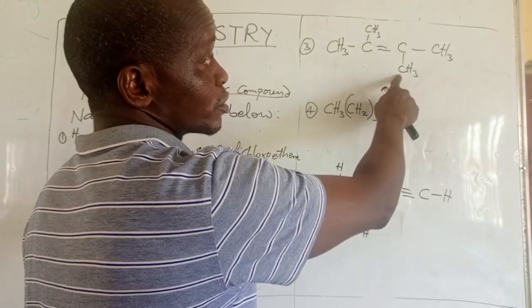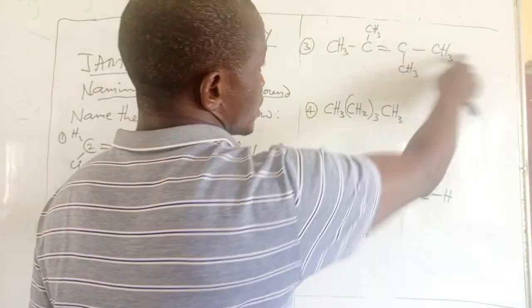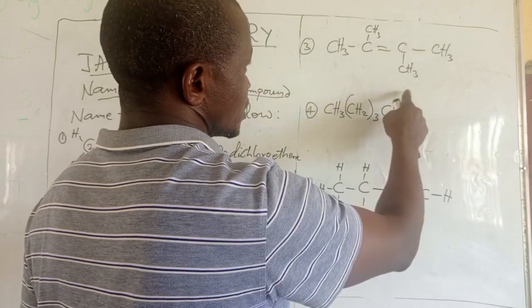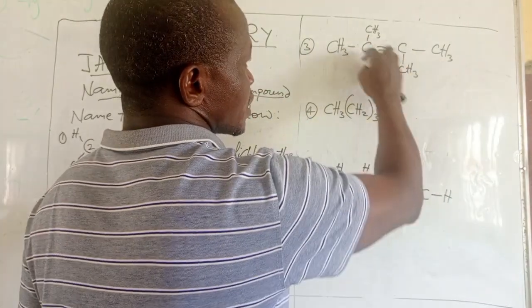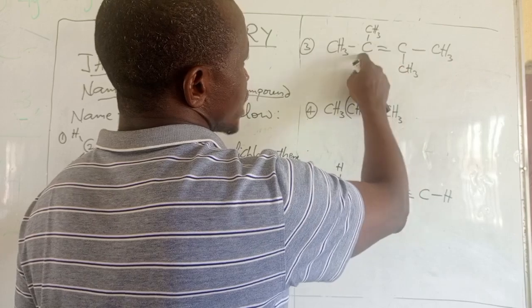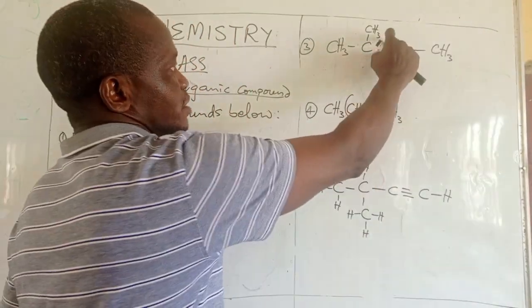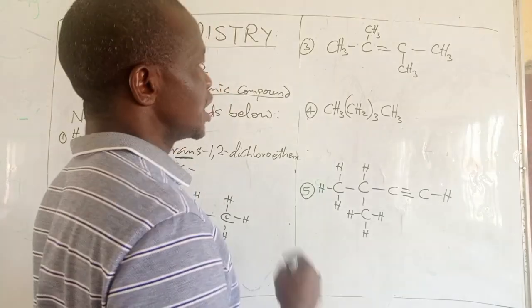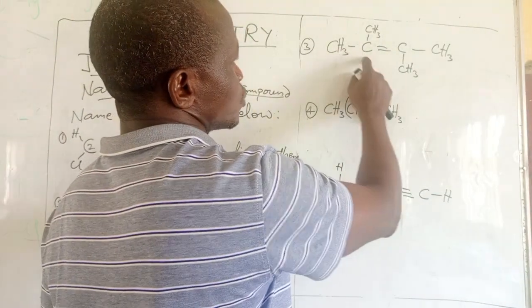I'm counting carbon. So this is the same as this. Now let me take it like this. 1, 2, 3, 4. It's still the same. Let me take it like this. 1, 2, 3, 4. It's still the same. So I can take anywhere as long as this double bond is included. So let me take the straight. If I take the straight, I will have 1, 2, 3, 4.